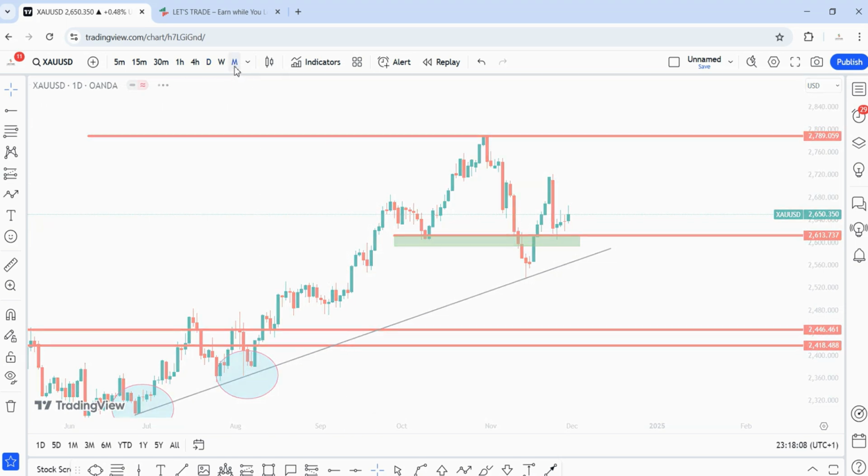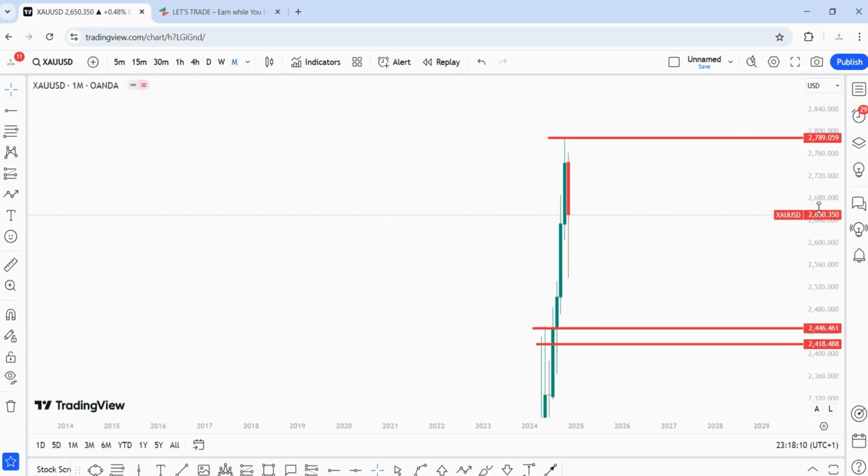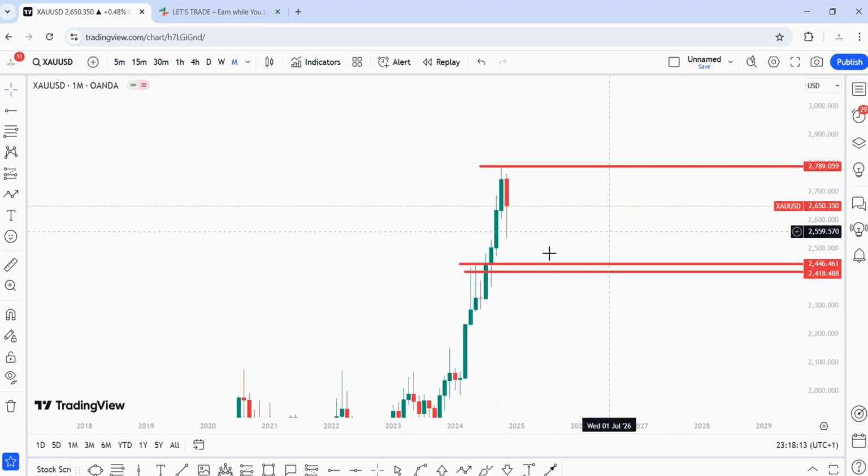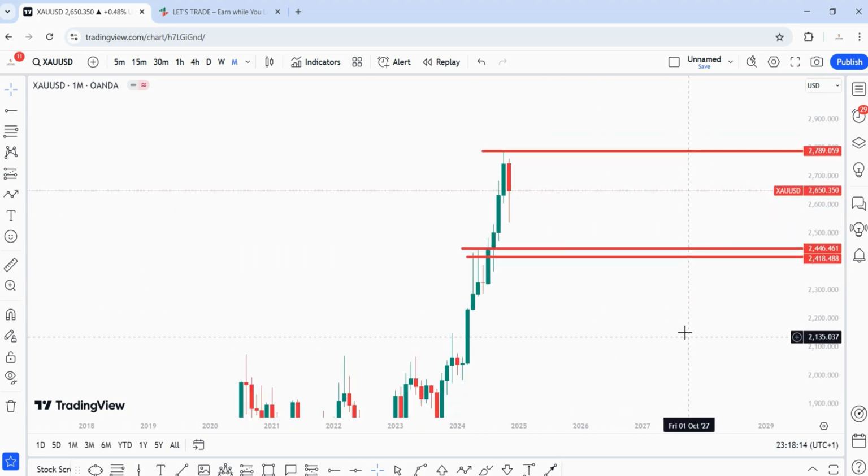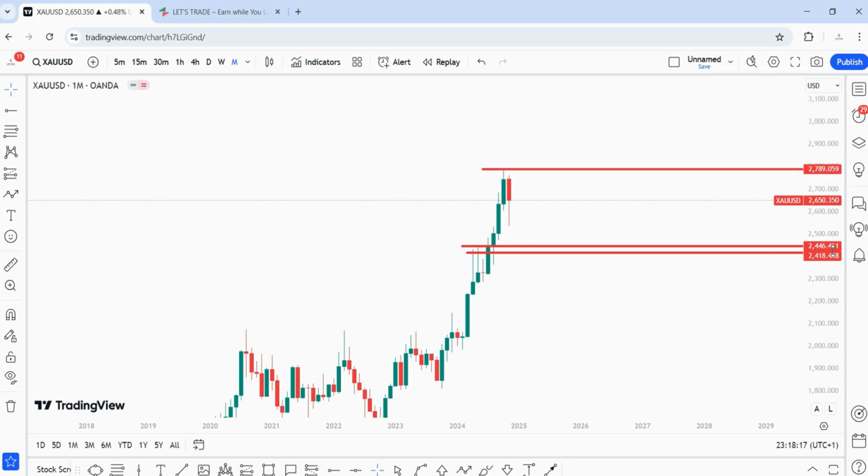First of all, let's look at how price is performing on the monthly time frame. We can see that we closed with a red candle for this month, and price has been so bullish to the upside. So at some point, we know that price is going to want to pull back, at least correct for a little bit before it continues its impulsive move to the upside.